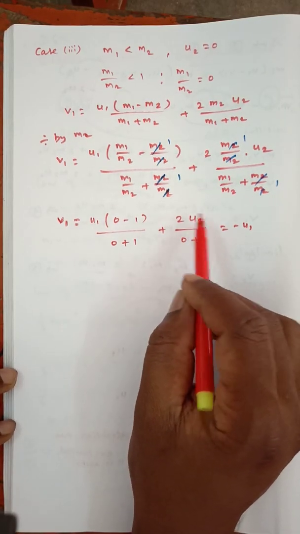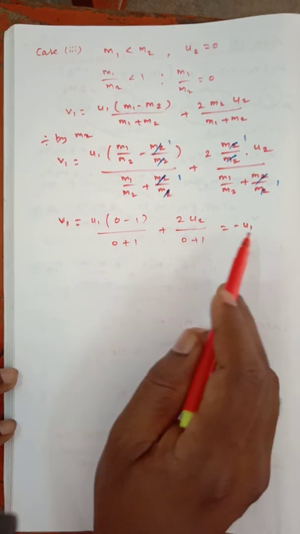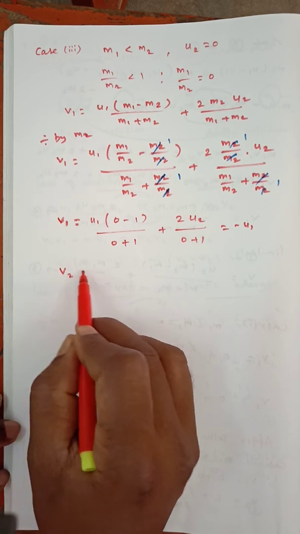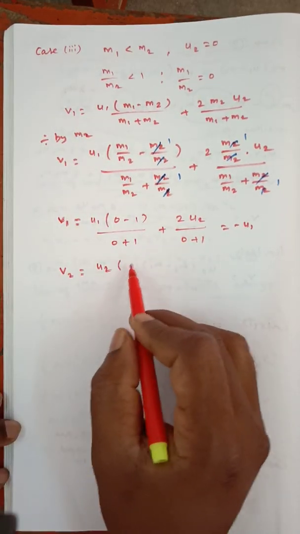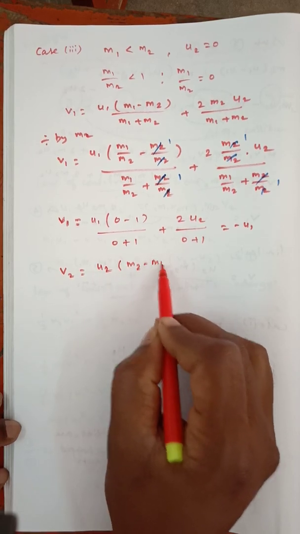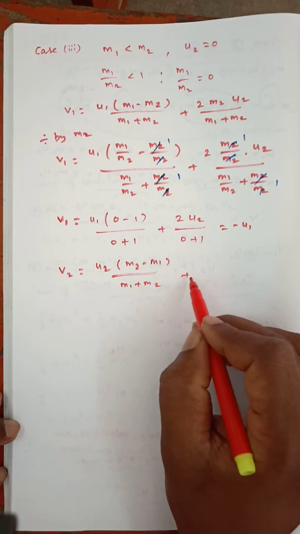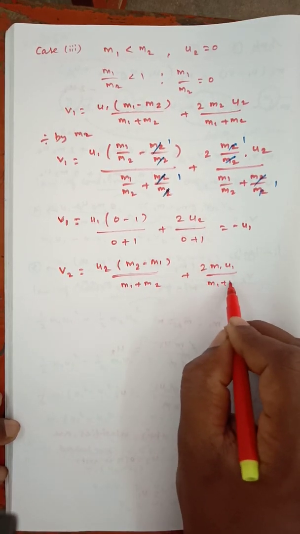So this time u2 equal to 0. So this is also 0. Okay. So minus u1 is the answer. Similarly for v2, its formula is equal to what? Just changing the 1 as a 2. That's all. u2 into (m2 minus m1) by (m1 plus m2) plus 2 into m1 u1 by (m1 plus m2).